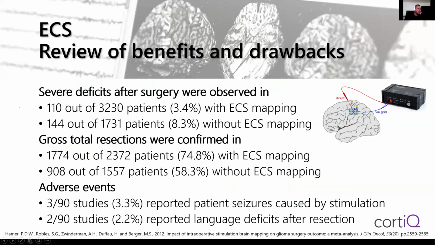So what is the effect of the stimulation clinically? When we look at the meta-analysis of a few thousand patients already to understand how surgeries perform with and without the stimulation mapping, then we can see that the number of severe deficits after the surgery can be much reduced, and at the same time the gross total resection can actually be increased. This is very important because that means that surgeries can be performed more aggressively.